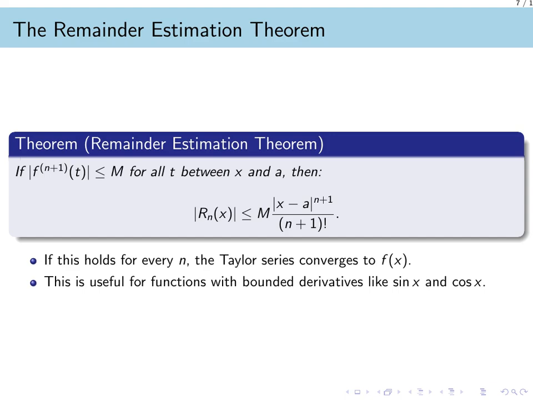The theorem states that the absolute value of the remainder term, R sub n of x, is less than or equal to M times the absolute value of the quantity x minus a, raised to the n plus 1 power, all divided by (n plus 1) factorial. This is incredibly useful for functions with bounded derivatives, like sine and cosine, where we can always set M equal to 1. The main takeaway is this. If this upper bound on the error goes to 0 as n goes to infinity, then the remainder itself must go to 0, proving the series converges to the function.